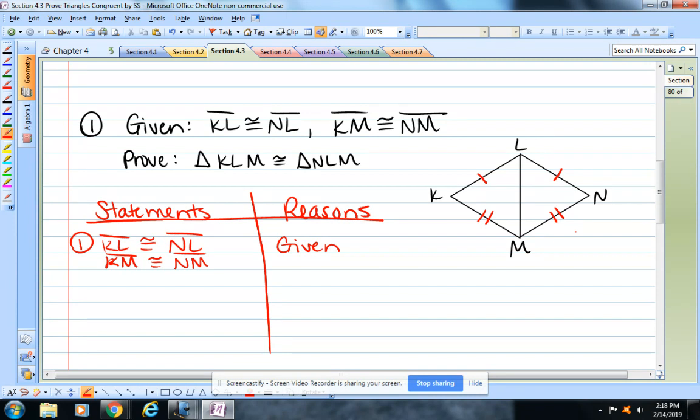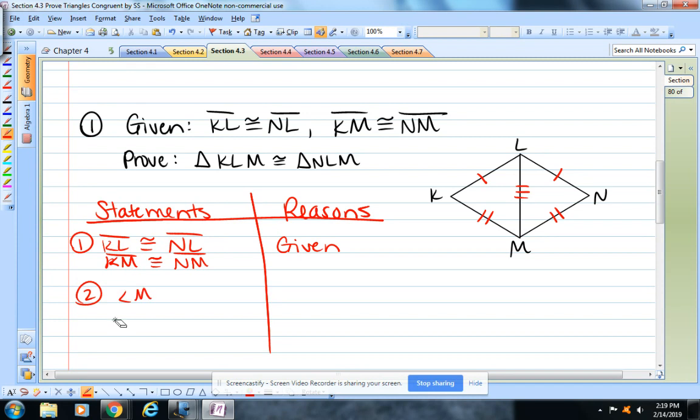Y'all see that? They share this side right here. They both have LM. Well, one way it might be LM, the other one ML, okay? But they both have LM. But you have to say that LM is congruent to LM. Does that make sense? To use side, side, side, you have to show that all three sides are congruent. So that's my step 2.